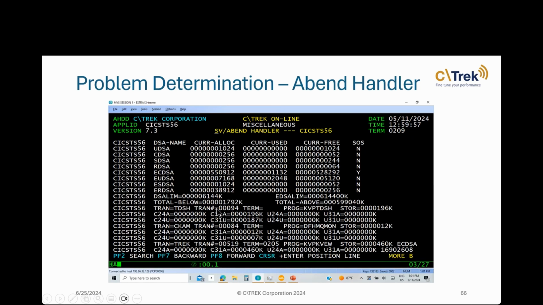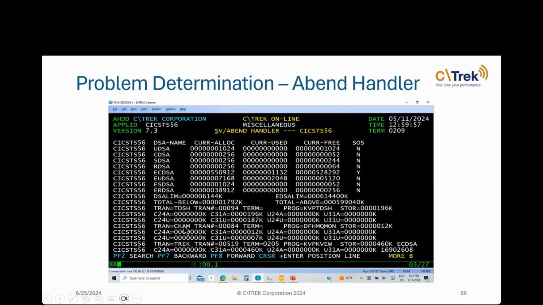This is task T-94, using a total of 186K. And this is the distribution for below and above the line. Above this is below C24, which is CICS allocated, CICS used, 24 below. This is the 31 user. This is the CICS portion, the user portion, excuse me.